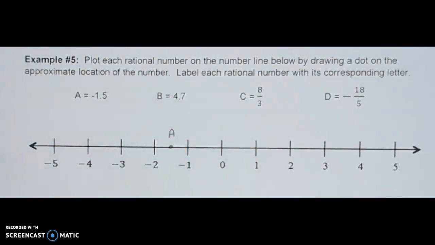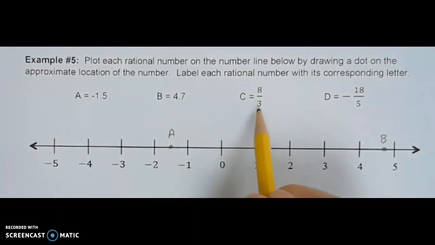B is 4 and 7/10. 4 and 7/10 is located between 4 and 5, and because it's 7/10, it's going to be a little bit closer to the 5. So halfway, I'm going to go a little bit closer. Right here is point B at approximately 4 and 7/10.